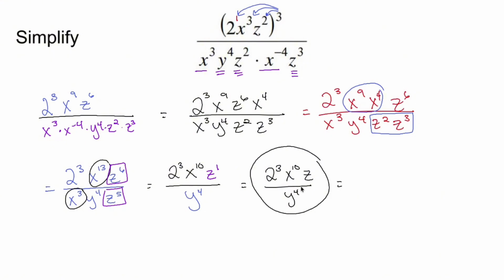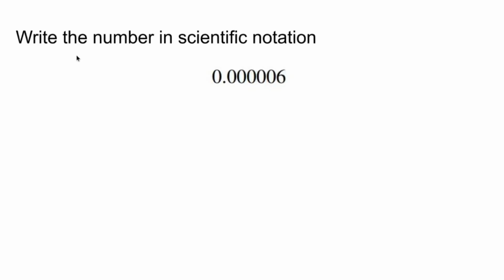But a lot of teachers might be like, I don't know, 2 to the third, isn't that 2 times 2 times 2? And if your teacher's like that, you would just be like, all right, 2 times 2 times 2 is 8. So 8, x to the 10th, z all over y to the 4th. Both of these are the same exact thing. Both of these are acceptable. It all just depends on what you're trying to do and what curriculum you have. But at the end of the day, we end up with those answers, and neither one of those is technically correct. Write the number in scientific notation.